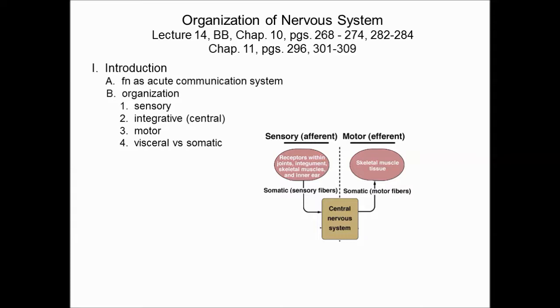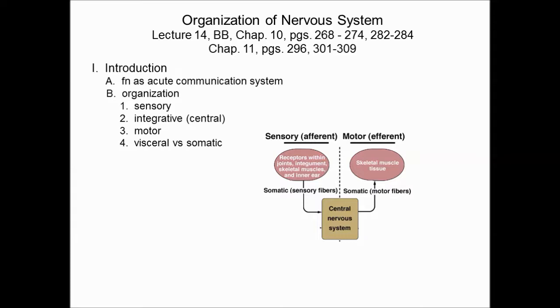I already mentioned, I believe, the nervous system is the acute communication system. It's differentiated from the endocrine system that also is our way to communicate with different tissues, but it's much slower and longer lasting. So this is like light switches versus temperature control in your home.